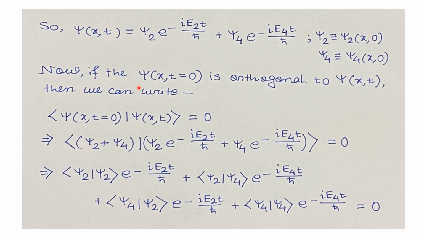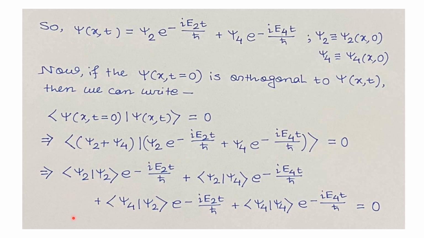Now if the wave function psi at t equals 0 is orthogonal to the wave function psi at any time t, then we can write that the inner product between these two wave functions is 0. Now at t equals 0, basically the wave function psi is psi 2 plus psi 4. So we'll write this psi as a function of x and t equals 0 is psi 2 plus psi 4, and psi as a function of x and t is given by this. So we'll write that here. Then we'll multiply this psi 2 with this term and psi 4 with this term, and we'll expand this.